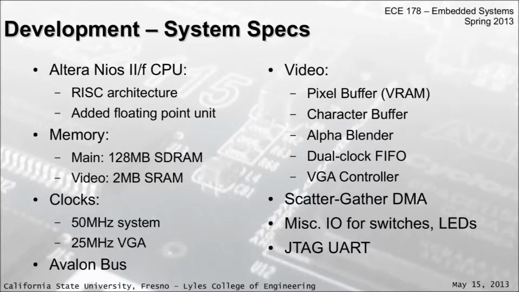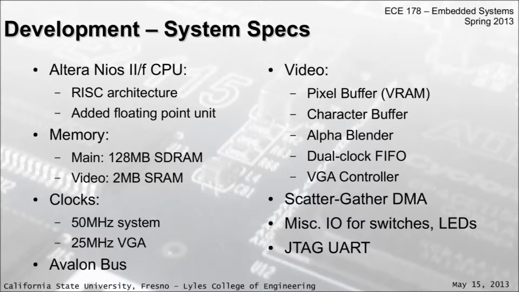So for video, there is a pixel buffer, which is a DMA device, direct memory access device, that accesses the 2 megabytes of SRAM. Then there's a character buffer, which is a separate device used for overlaying text on the screen. It's actually very similar to old monochrome monitor text rendering capabilities. Then a dual clock, first in, first out buffer that translates the pixel stream coming out of the pixel buffer from a 50 megahertz clock to that 25 megahertz VGA clock.